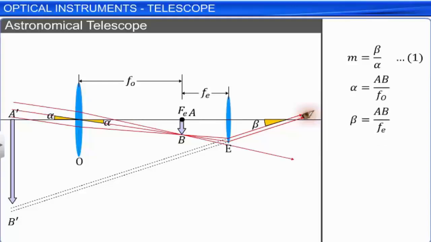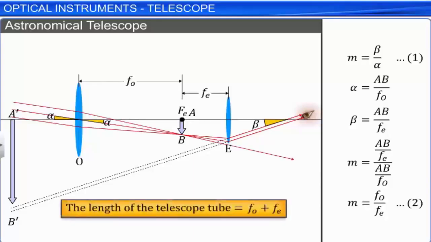It is important to note that the final image formed by an astronomical telescope is inverted. There is no difficulty for the viewer as most of the celestial objects are spherical in shape. If the astronomical telescope is used to view a terrestrial object, then the final image being inverted would be a cause of discomfort for the viewer. To overcome this problem, we use a terrestrial telescope which produces a final image that is erect with respect to the object.